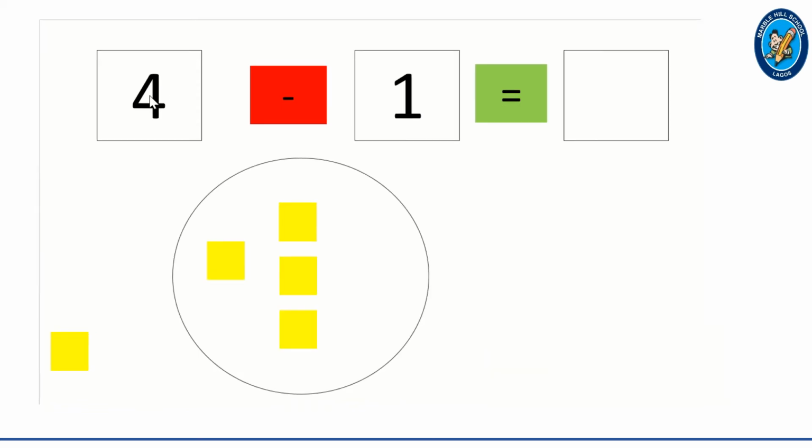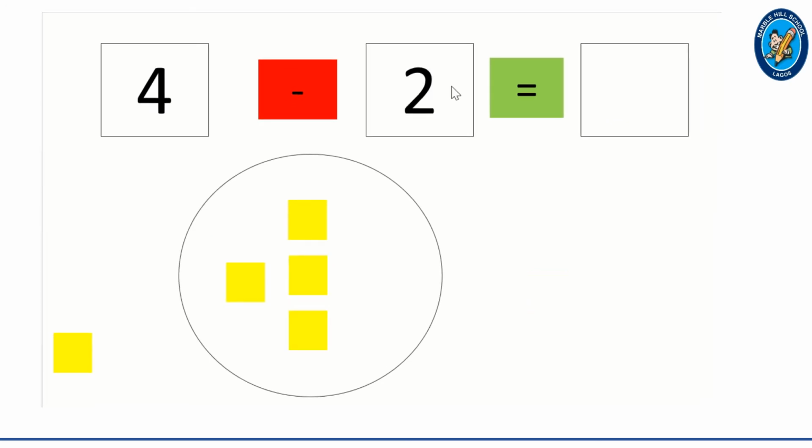So here we have 4 minus 1. And 4 minus 1 means you're taking 1 out of 4. We come back to our circle. We have 1, 2, 3, 4 squares. We're going to remove 1. How many are we left with? 1, 2, 3. So 4 minus 1 is 3. Because when you take 1 out of 4, you are left with 1, 2, 3.